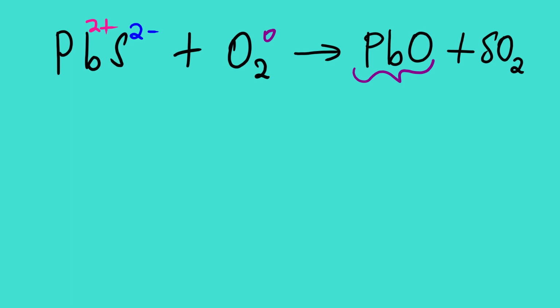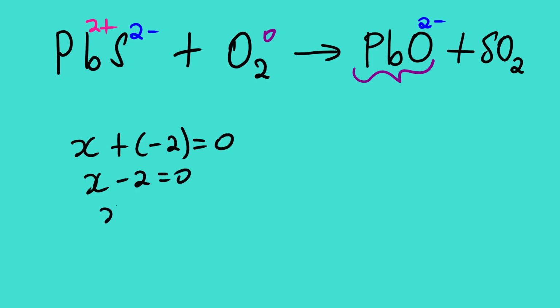This is not a peroxide, so we definitely know that the oxidation number of oxygen in this case is 2 minus. Then let us quickly calculate the oxidation number of lead. So we have x minus 2 equals 0. We have x equals positive 2. So we can see that the oxidation number of lead hasn't changed. So we have 2 plus.